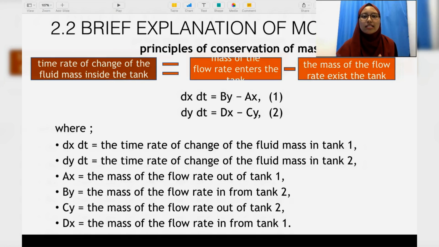Since our project involves 2 compartment systems, there are 2 equations here, where dx/dt is the time rate of change of the fluid mass in tank 1. Meanwhile, dy/dt is the time rate of change of the fluid mass in tank 2. Then Ax and Cy here describe the mass of the flow rate out of the tank. Meanwhile, By and Dx here describe the mass of the flow rate into the tank.